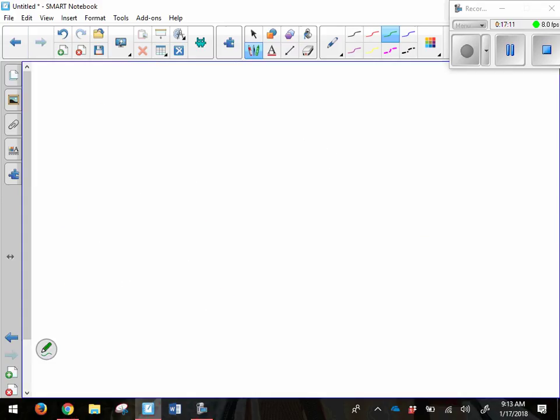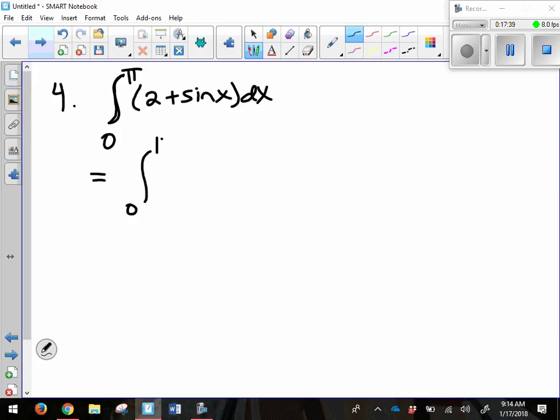Okay. How about number 4? What does number 4 want us to do? The integral of what? Now, the integral operator distributes. So I can really write this as the integral from 0 to pi of 2 dx plus the integral from 0 to pi of sine x dx.